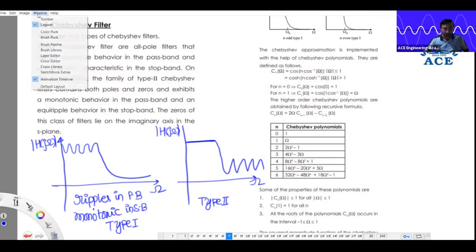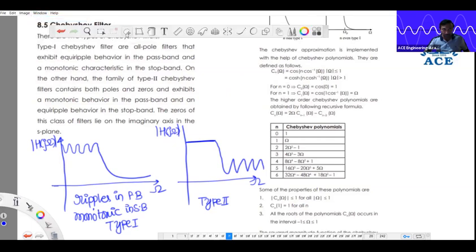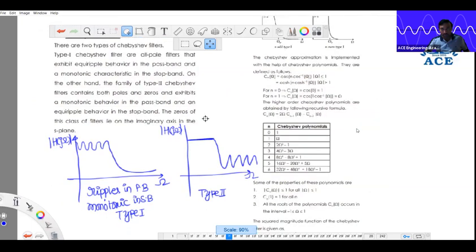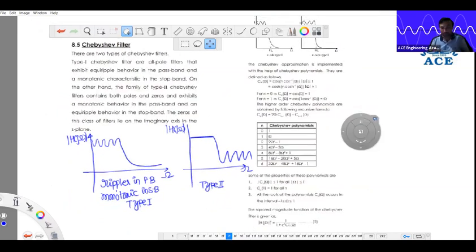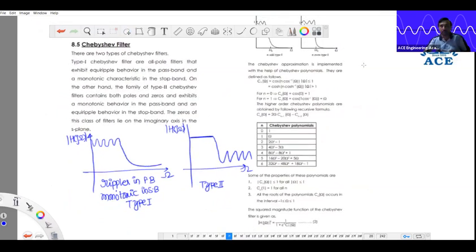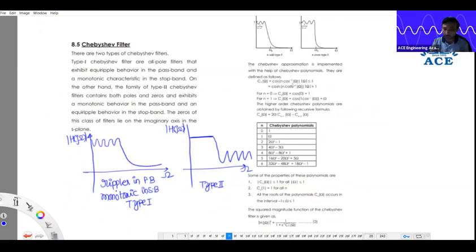See here. The Chebyshev polynomial is defined by this relation. Cn of omega equals cos of n cos inverse omega for mod omega less than 1. For the other case, it is the cosh form: cosh of n cosh inverse omega.